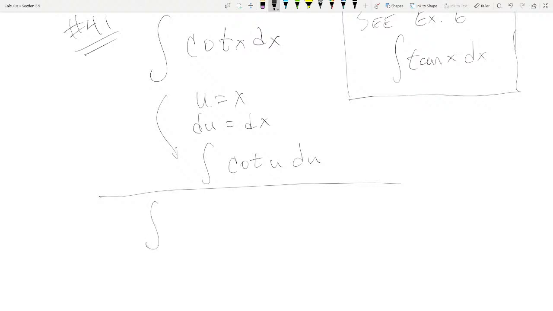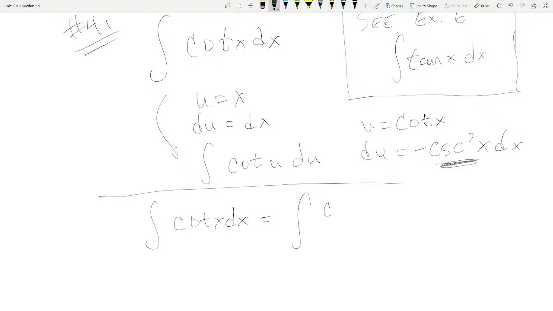And that leads us to the problem of what do we do? Because if we pick u to be cotangent x, well, then du is minus cosecant squared x dx, and I don't see that anywhere in the integral, so we're stuck there too. And for this, you're supposed to think, well, there's this other way that I could write cotangent. Cotangent x dx, well, that's the same as, if tangent is sine over cosine, well, then cotangent is cosine over sine.